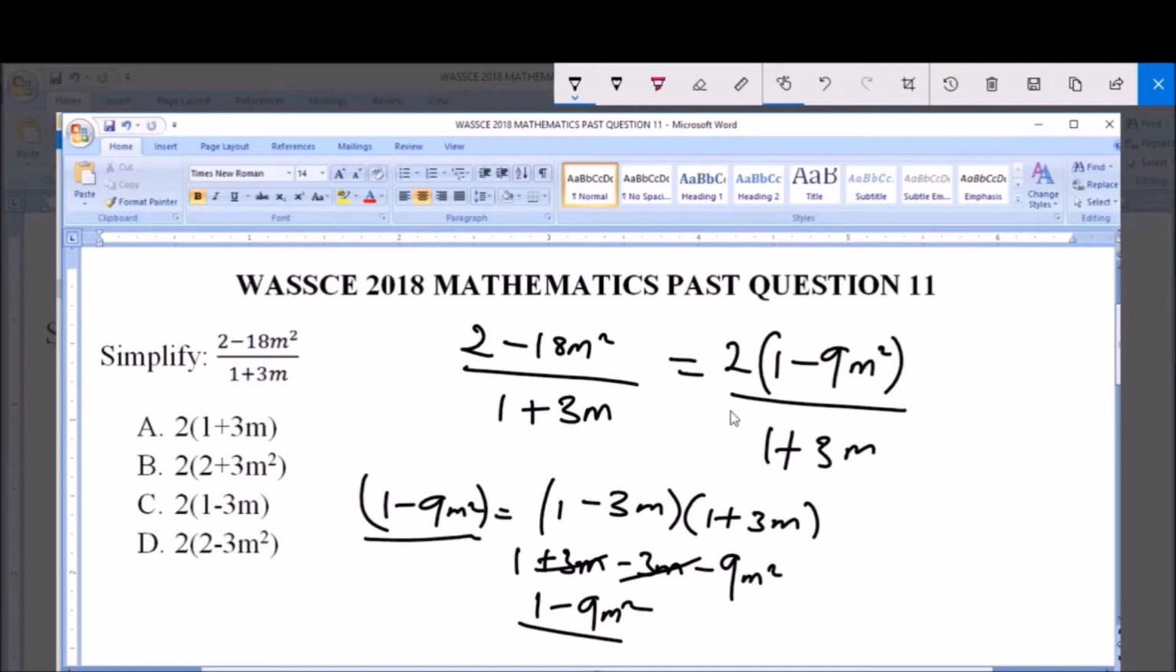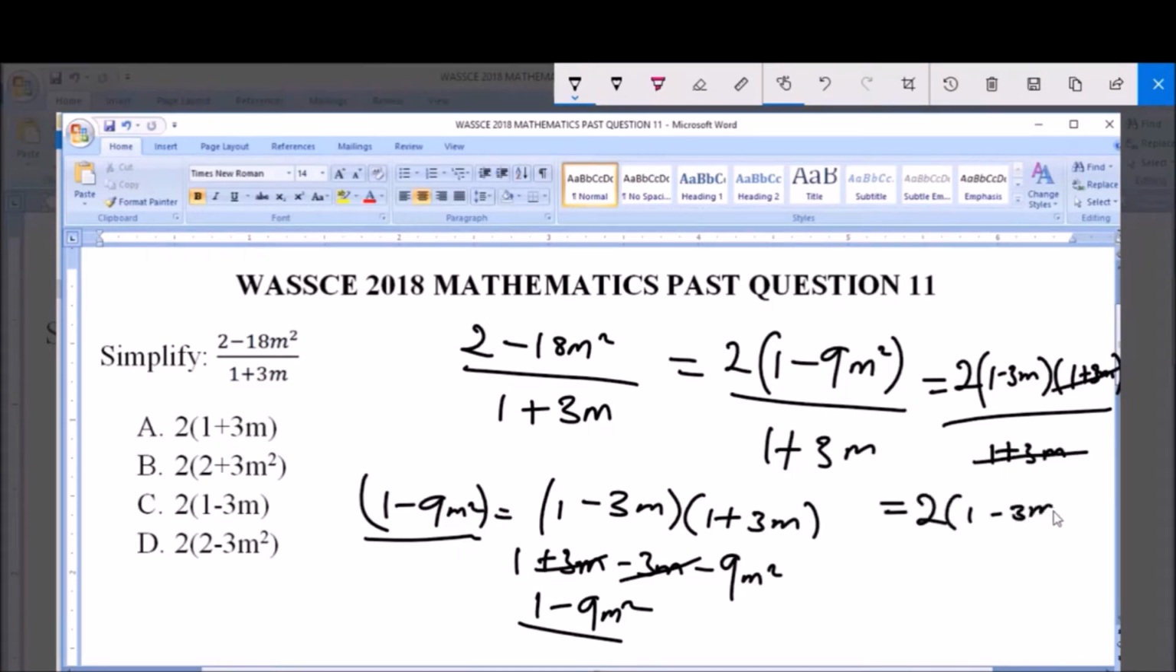So we can simply write this as equals to 2 into 1 minus 3m into 1 plus 3m all over 1 plus 3m. Now this 1 plus 3m here can cancel the 1 plus 3m in the denominator, leaving us with 2 into 1 minus 3m. And this is the answer to this question, 2 into 1 minus 3m, and that is option C.